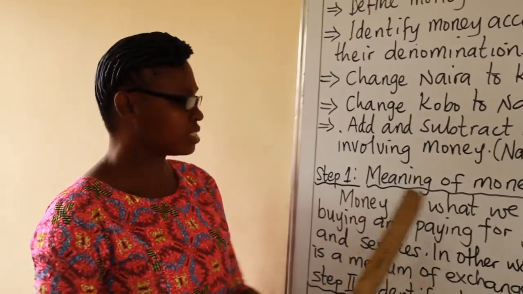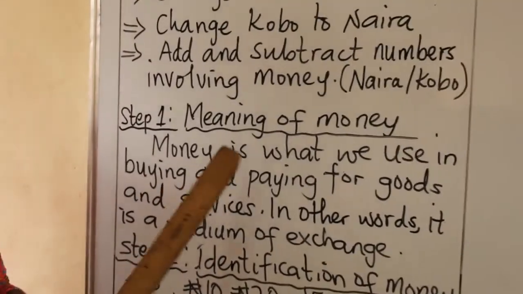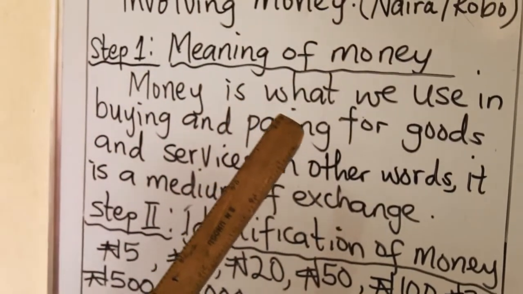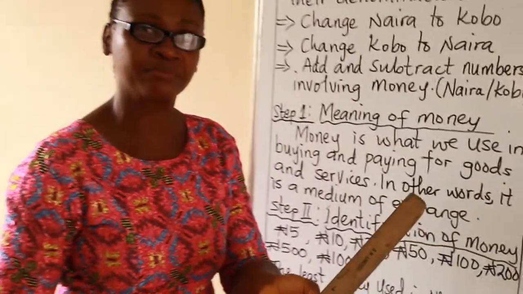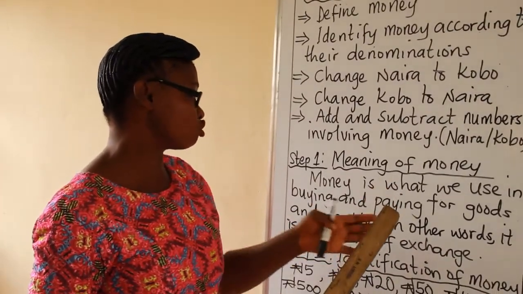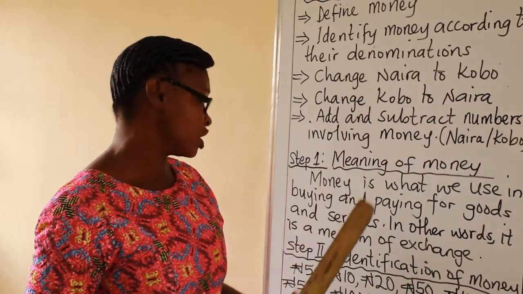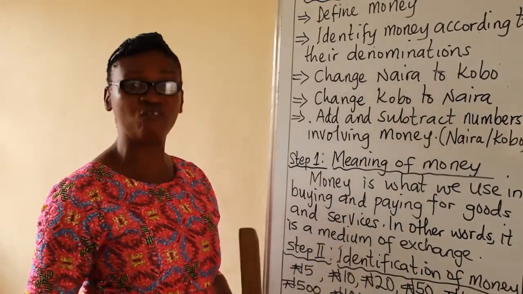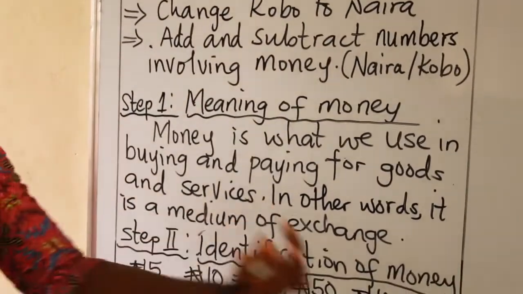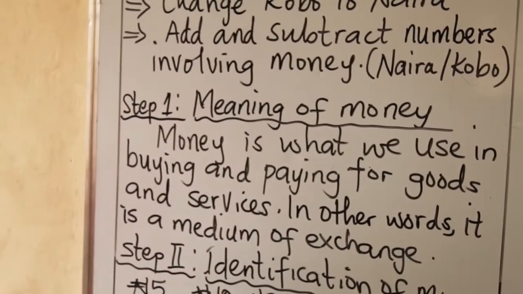Okay, what is money? Money is what we use in buying and paying for goods and services. What I mean by goods and services, you go out there to buy something, you have to pay. And if somebody is bringing something to you, you have to also pay. For you to buy, you pay. And then for you to collect, you have to pay the person. That is how it goes. In other words, it is a medium of exchange. You exchange money for something that you need. You collect Bournvita, you give the person money. The Bournvita is yours, while the money is the other person's own.